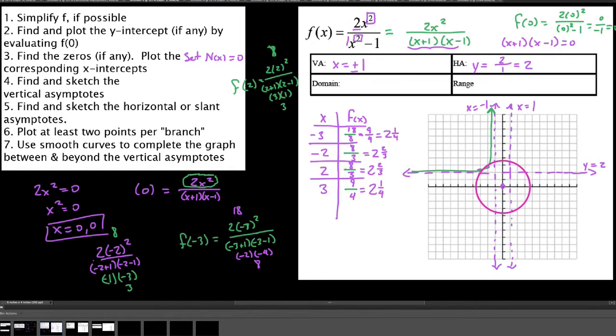So graphing in these other 2 points, we'd say 2, 2 2/3, which would be on this side, and 3, 2 1/4 would be here. We could see how this is going to be sort of symmetrical with that left side of this graph. It looks like this right here.